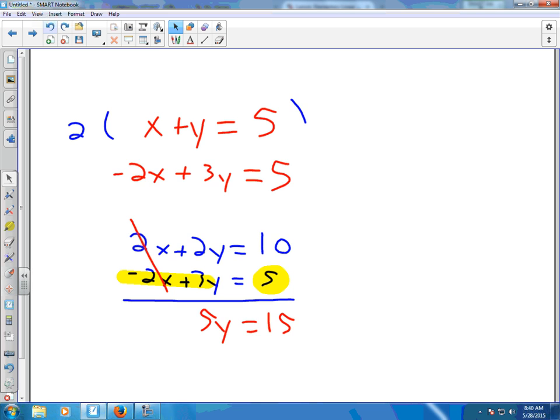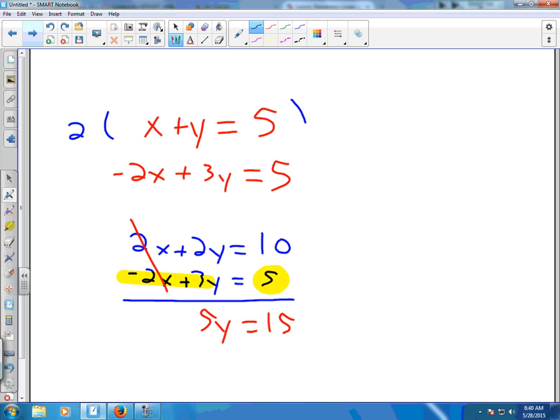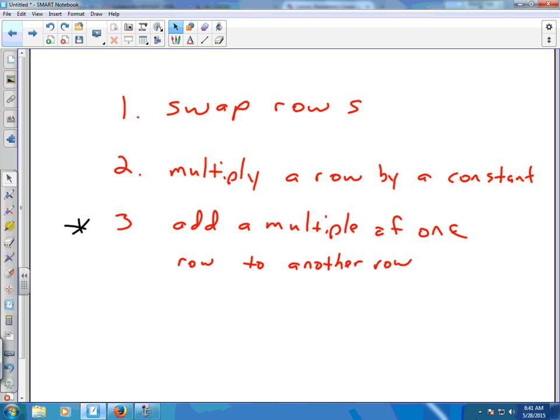So what we illustrated there was adding a multiple of one row to another row. So that's still equivalent in our system. Basically, it hasn't changed what our answers are. It just put our system of equations into something that was more easily solved. Notice here we have one variable, so we can divide both sides by 5 and get one of those values. So all three of those are permissible operations.